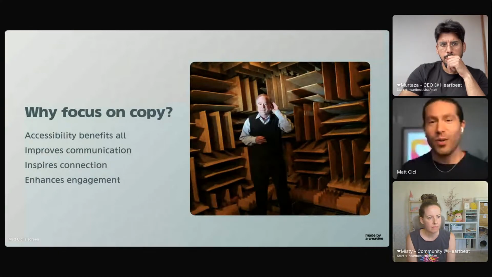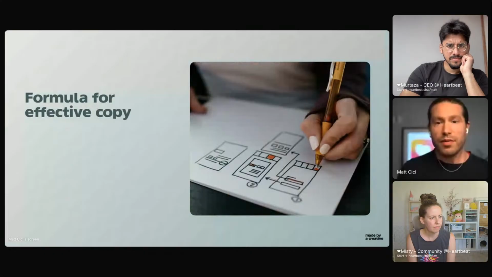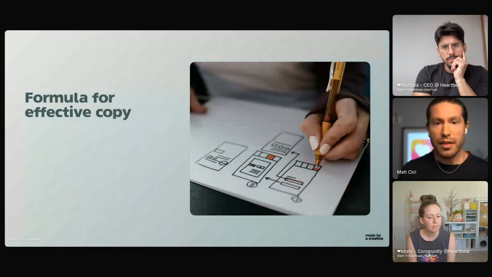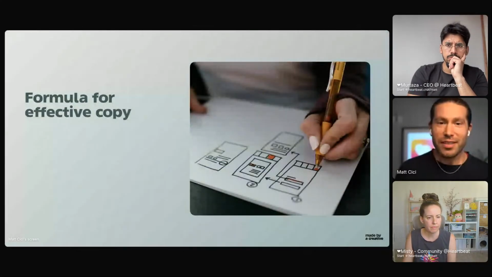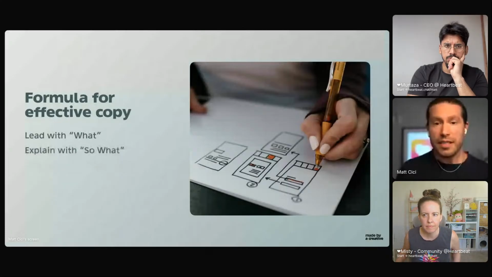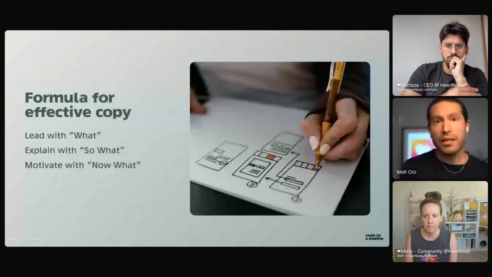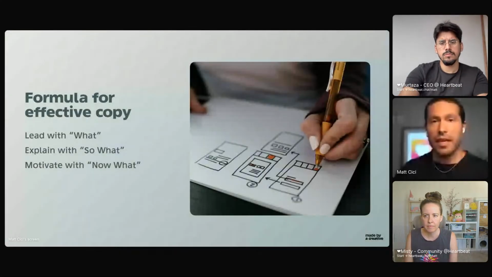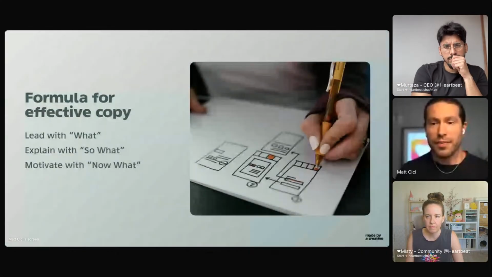Now that we know why to focus on copy, how exactly do we do that? Well, we do that with a simple formula that allows us to craft more effective and powerful text. And that is using the formula that I call what, so what, now what. We're going to explore each of these in more detail, but it's important to note as you're going through, lead with what. Explain that with so what, and then motivate your audience with now what.